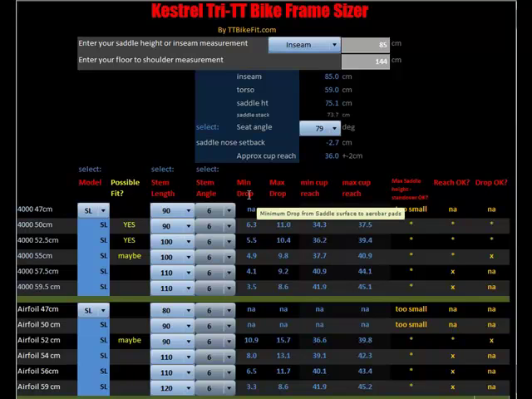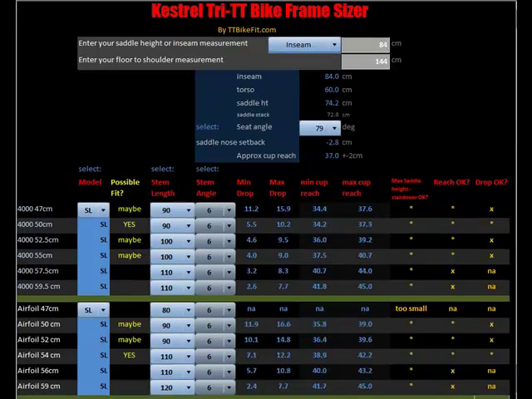And how low is the front end relative to the saddle? That would be the drop from the saddle seating surface down to the armrests. So the calculator shows you in centimeters how much drop you're going to get with each frame and how much cup reach you're going to get with each frame, based upon your saddle position, which is determined from your body measurements.